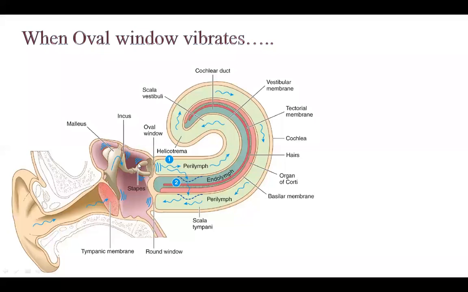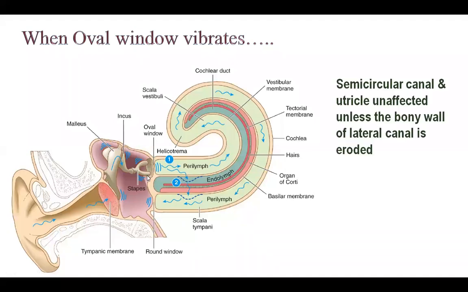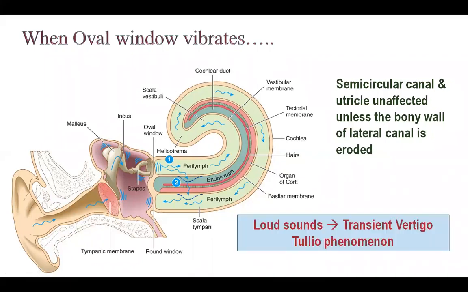Now, as we know, the semicircular canals are in very close association with our cochlea. Usually the vibrations set in the perilymph do not affect the semicircular canal and the utricle unless the bony wall of the lateral canal is eroded. But if this erosion occurs, these vibrations in the perilymph would also set vibrations in the semicircular canals. At that time, loud sound would be associated with transient vertigo. This phenomenon is known as Tullio's phenomenon.